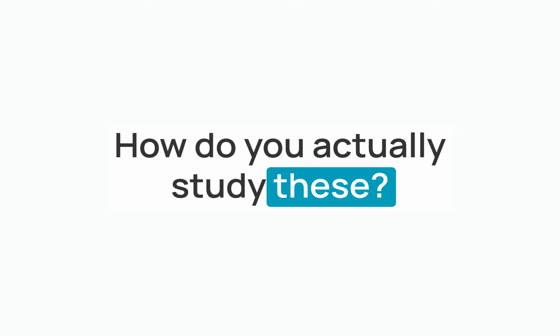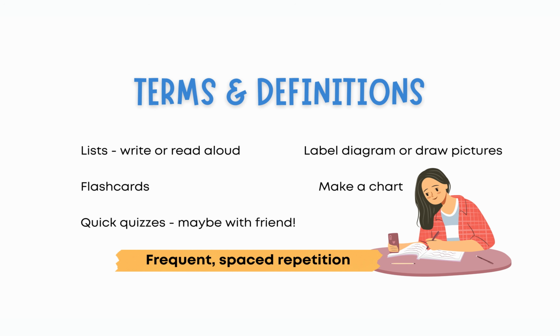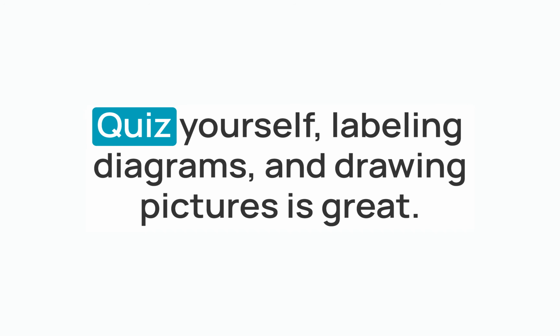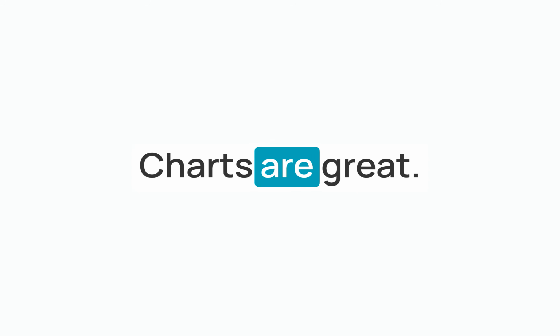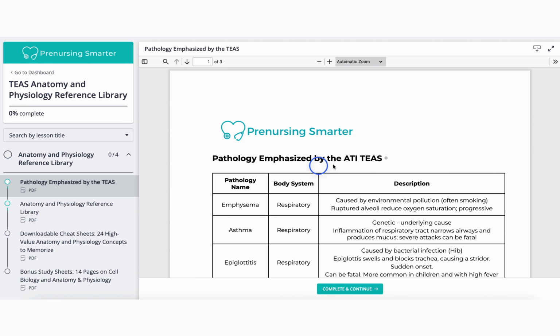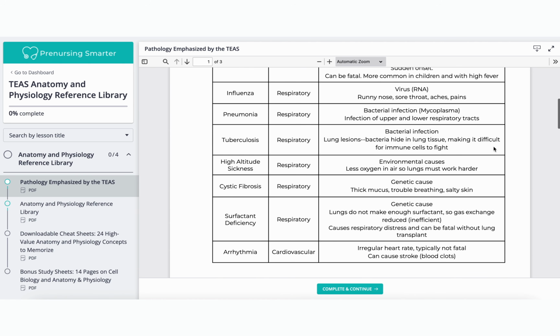How do you actually study these? Terms and definitions. Lists. Writing things out, making flashcards, doing quick quizzes. If you have a study buddy, you quiz each other and quiz yourself. Labeling diagrams and drawing pictures is great. Charts are great. I have a bazillion in my online TEAS prep program that I've already made for you, and these are great to start committing them to memory.